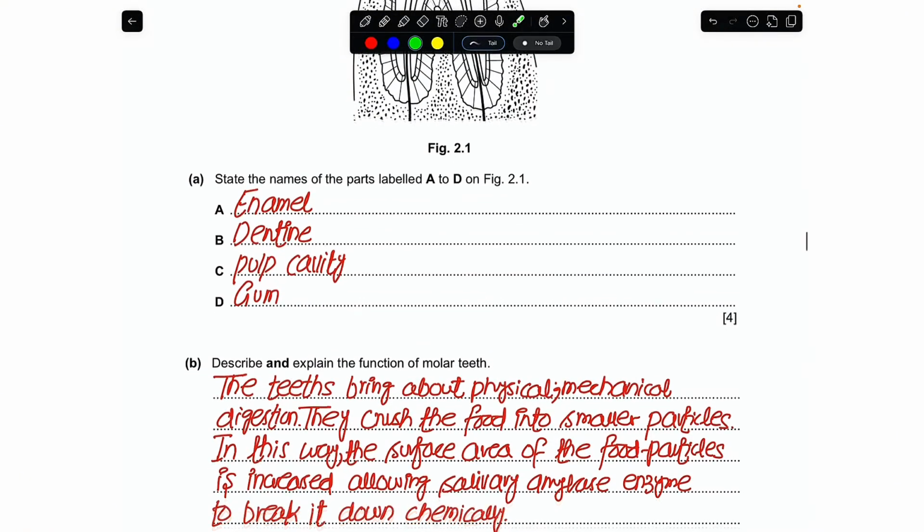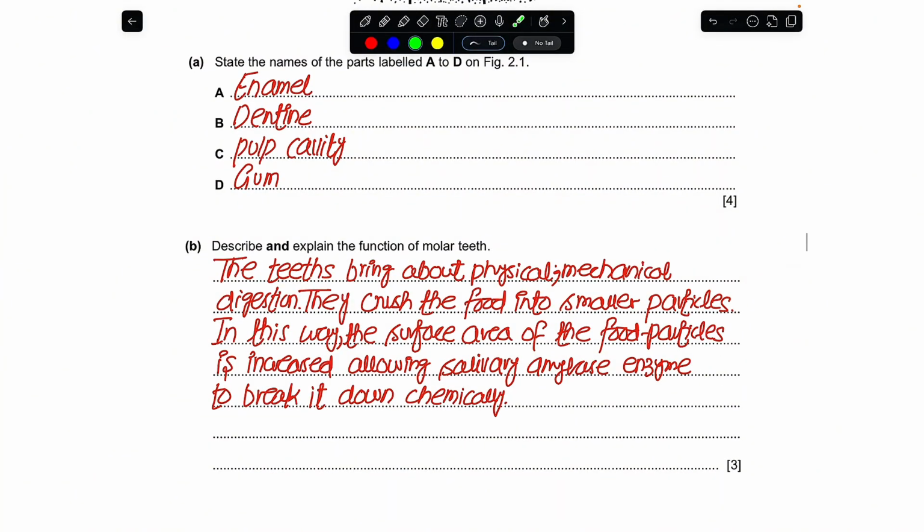Moving onward to its B part, the total marks for this part were 3, and the examiner wants you to describe and explain the function of the molar teeth.